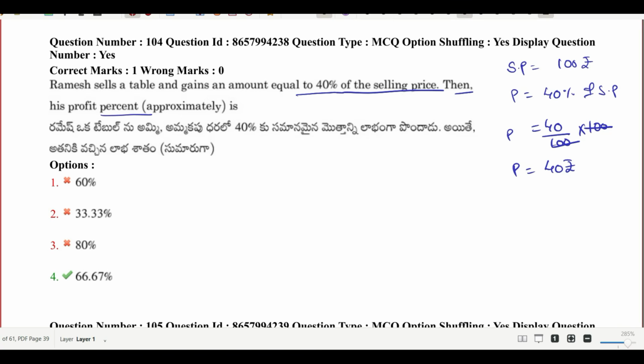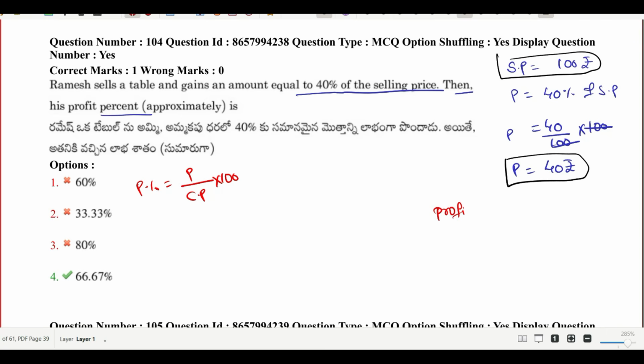And what we need to find out is the profit percentage. In order to find the profit percentage, what is the formula? Profit in terms of rupees by cost price into 100. Here we know the selling price and the profit in terms of rupees, but we don't know the cost price. So firstly we need to find the value of the cost price. For that we are going to make use of a profit formula.